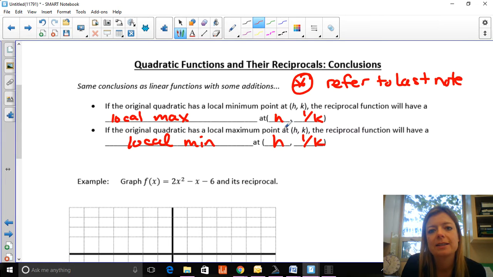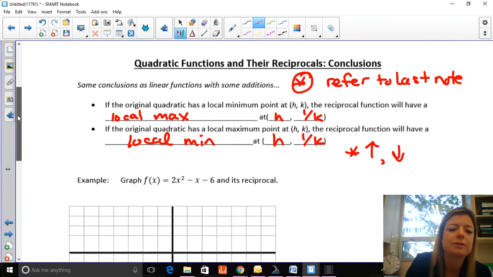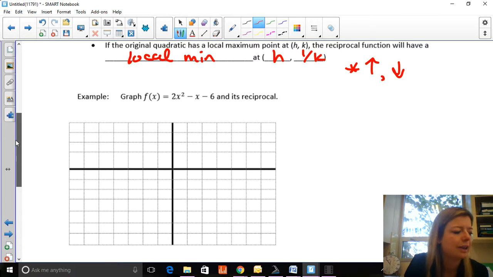Okay, again, it's because of the intervals of increase and decrease. So a maximum on a quadratic happens when you go from increasing to decreasing. And if a quadratic goes from increasing to decreasing, then the reciprocal will go from decreasing to increasing. And that's why it has a minimum rather than a maximum. So it all ties back into the intervals of increase and decrease. Okay, so if I ask you to describe that, now you can.